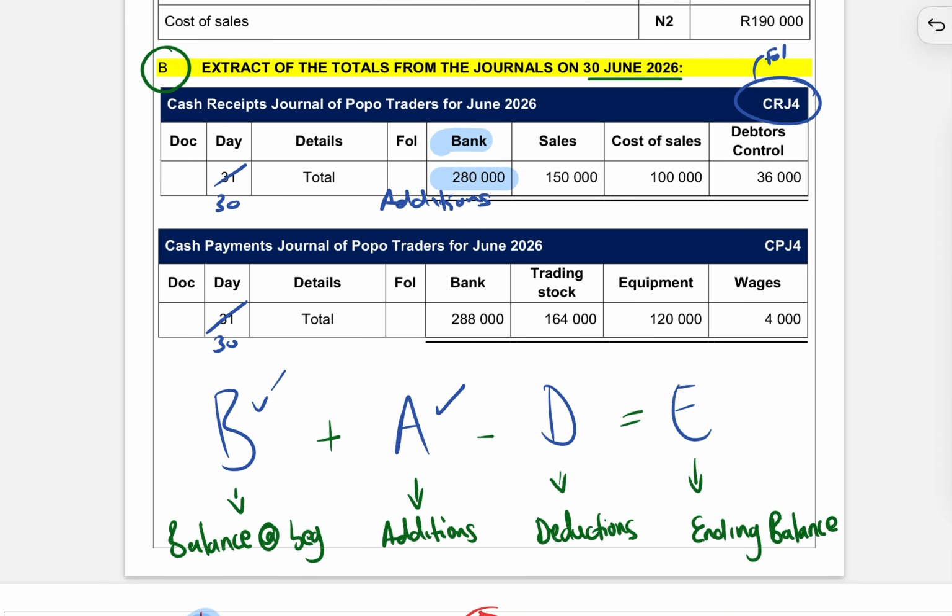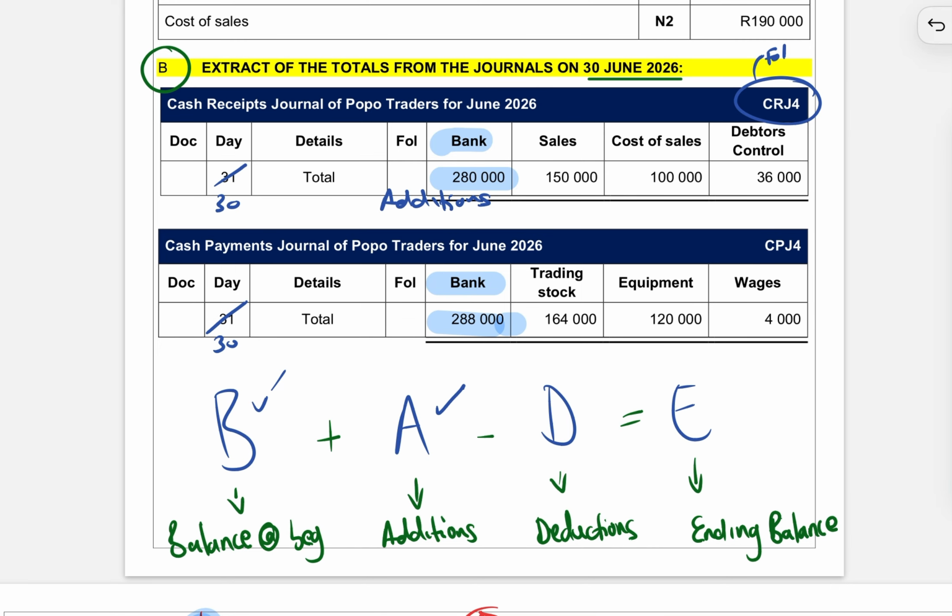Yes. So you go to your cash payments journal. Cash payments journal, this is the amount of cash that was spent by the business during the month of June. So the total of the cash payments has a decreasing effect on the bank account, so we need to record it, because this cash left the business.